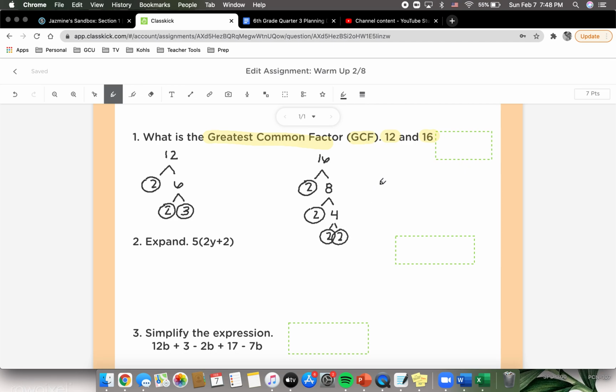Now we're going to list out all of our factors for both 12 and 16 that we found. For 12, we had a 2 and a 3. And for 16, we had 2, 2, 2, and 2. And now, just like we did last time, we're going to highlight the ones that they have in common. So we know that they both have a 2 in it, and they both have another 2 in it, but they both don't have a 3, and they both don't have a third 2. So now that we know that they both have 2's in it, we are going to do 2 times 2, which gives us 4. So their greatest common factor is 4.